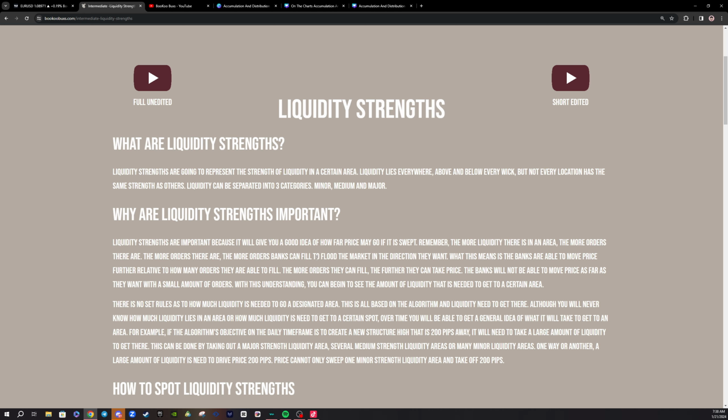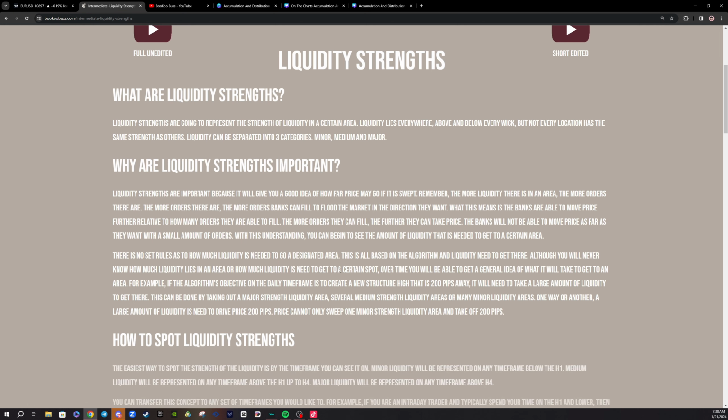Liquidity strengths. What are liquidity strengths? Liquidity strengths are going to represent the strength of liquidity in a certain area. Liquidity lies everywhere, above and below every wick. But not every location has the same strength as others. Liquidity can be separated into three categories: minor, medium, and major.